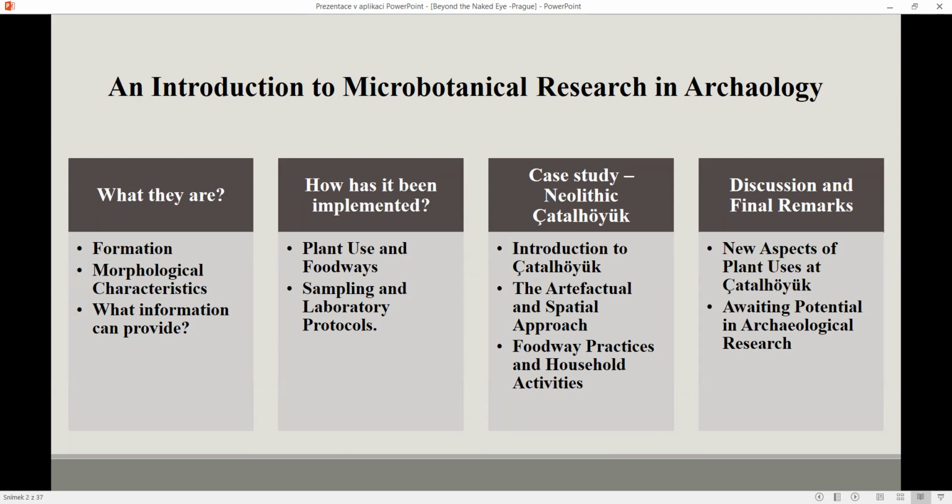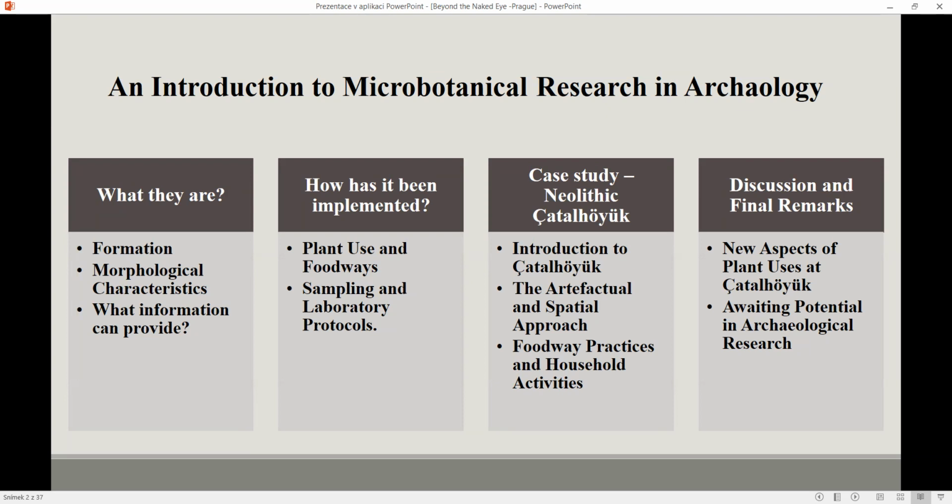First, explaining what microbotanical remains are, what phytoliths and starch grains are, how they form, what their characteristics are, what information they can provide, and how they have been implemented in archaeological research, and in this case, how they have been used to research plant use and foodway practices. We also mention some of the processes regarding sampling and laboratory protocols.